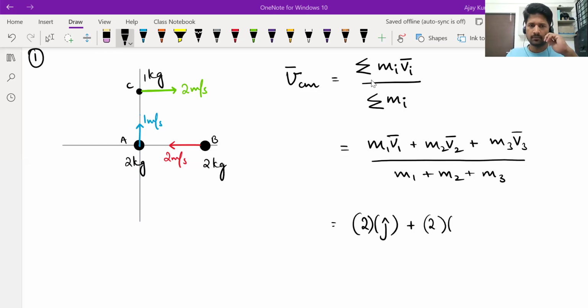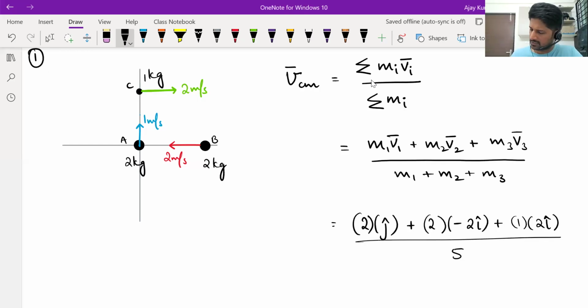So minus J cap. No, no, no. Left side is indicated by which symbol? So minus I cap. And how much is its magnitude? 2. So it will be minus 2 I cap. Okay, that is the velocity of the particle B. Then the particle C, its mass is 1 kg, 2 meter per second in the positive x direction. So 2 I cap divided by total mass of the system, 5 kg.